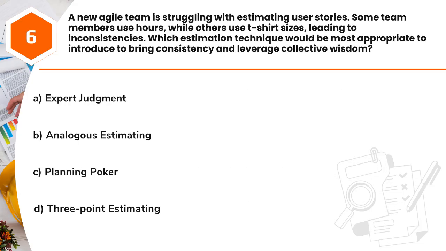Question 6. A new Agile team is struggling with estimating user stories. Some team members use hours, while others use t-shirt sizes, leading to inconsistencies. Which estimation technique would be most appropriate to introduce to bring consistency and leverage collective wisdom? A. Expert judgment. B. Analogous estimating. C. Planning poker. D. Three-point estimating.